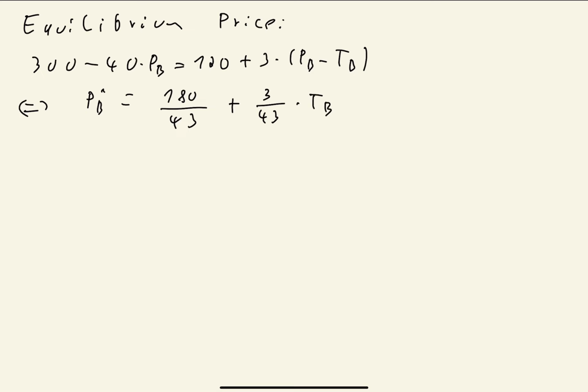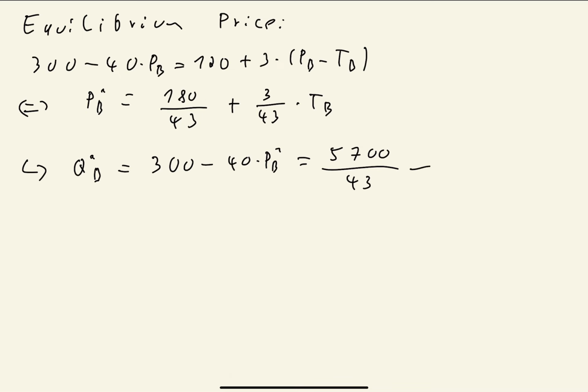And plugging this into the demand function, for instance, so QB star is equal to 300 minus 40 times PB star. And if you simplify this, you get 5,700 divided by 43 minus 120 divided by 43 times TB.